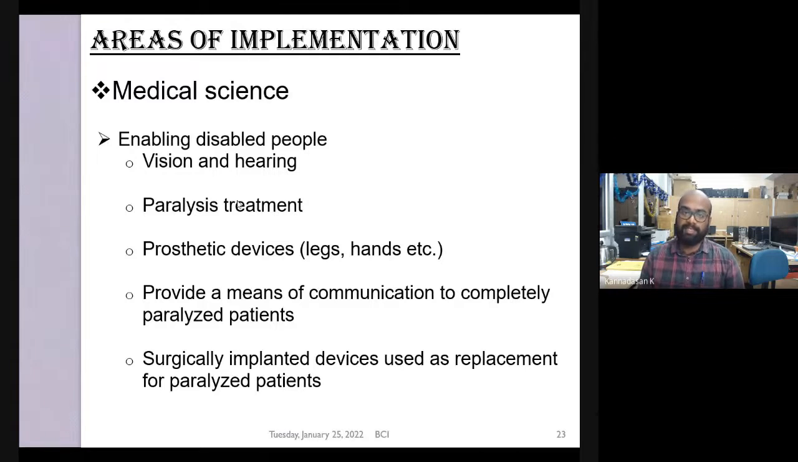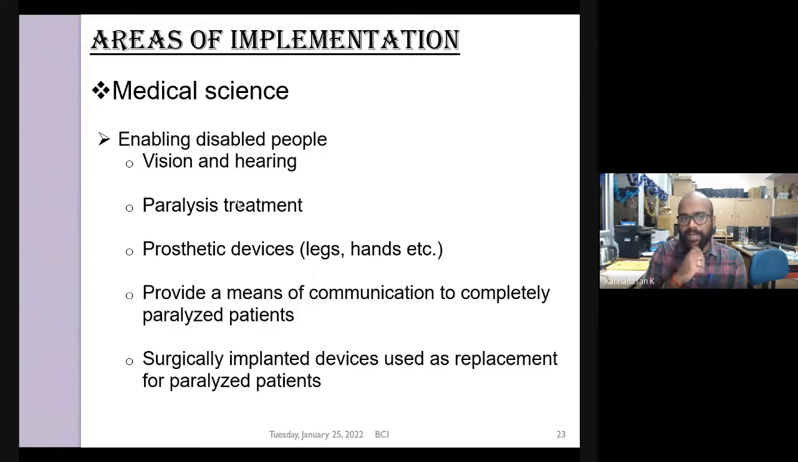The first thing in medical science is enabling disabled people. Assume someone has lost his vision or hearing. How can you assist them? Look, the entire motivation of our technology is to improve the living standard. That is why we are studying everything day by day and doing research. Why we are doing this is to improve life standards.